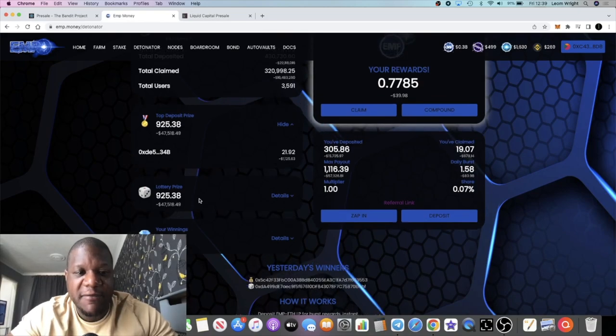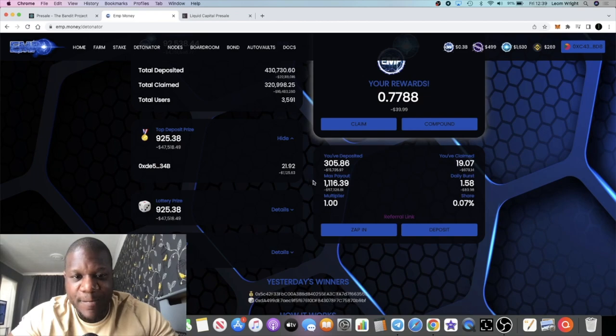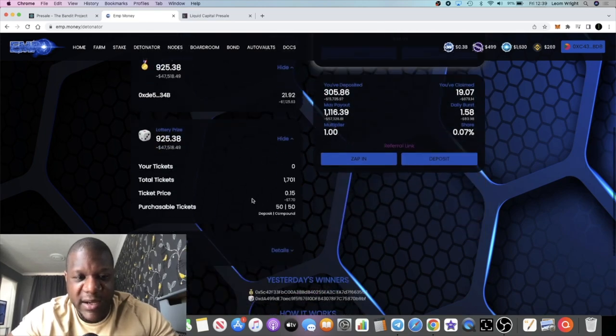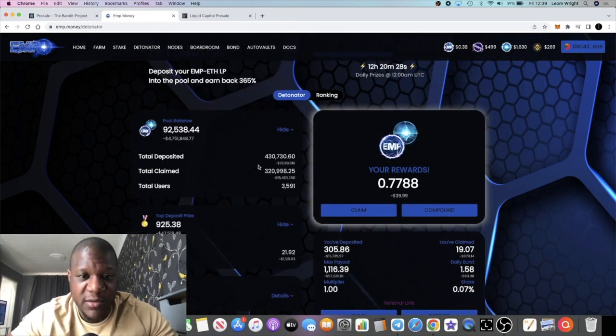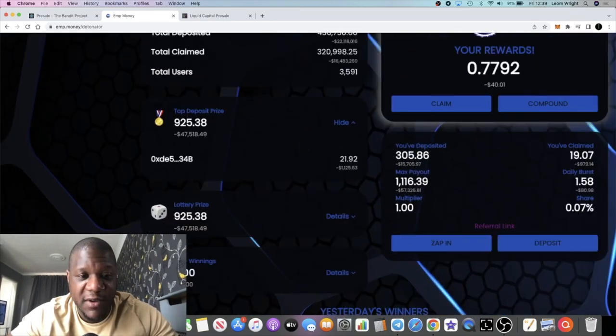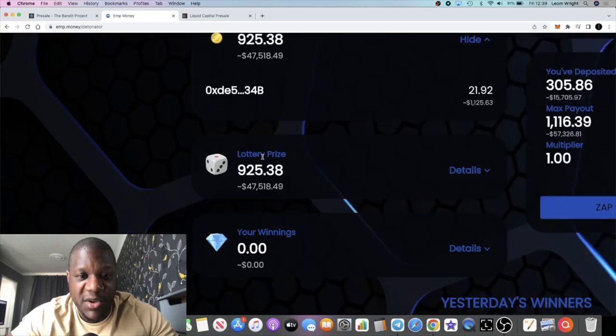And they also have a lottery prize, all right, guys? So whenever you zap into the detonator, you automatically get tickets drawn into the lottery as well. And every day somebody wins this lottery prize as well. So that's another added bonus to just being a part of this ecosystem. There's a chance of winning another 47K, even if you don't win the top deposit prize.